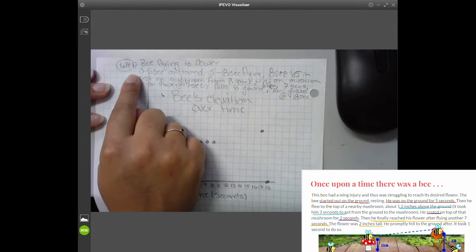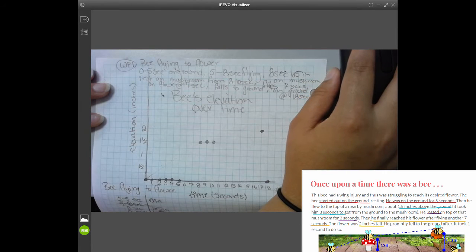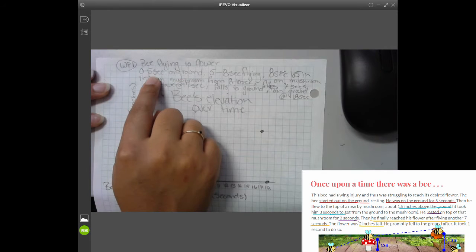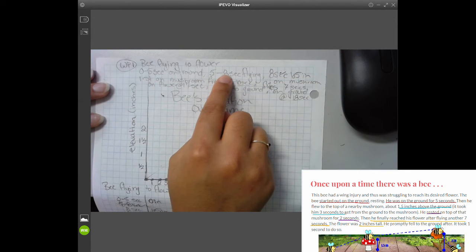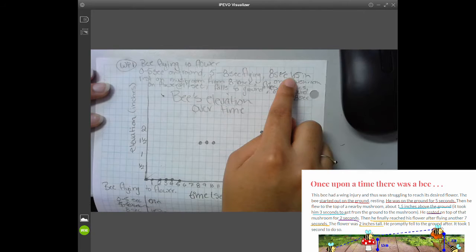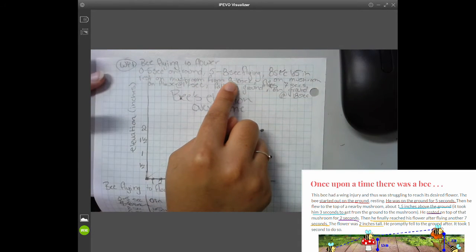Instead, I get straight to the business of 0 to 5 seconds on the ground, because it tells me the bee started on the ground and was there for 5 seconds. Then he flew to the top of a nearby mushroom about 1.5 inches above the ground. So I say, okay, he flies to a mushroom. It's 1.5 inches above the ground. It takes him 3 seconds to do so. So I don't know his height from 5 to 8 seconds. He's just flying. But I know that at 8 seconds, 3 seconds later than 5 seconds, he's at 1.5 inches off the ground. Okay. He rests on the mushroom for 2 seconds, so 8, 9, 10. He's on the mushroom for 8 to 10 seconds.